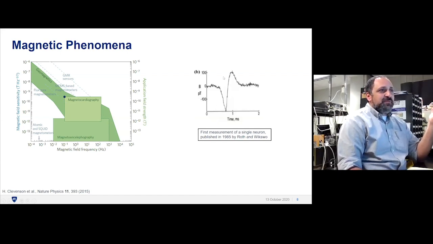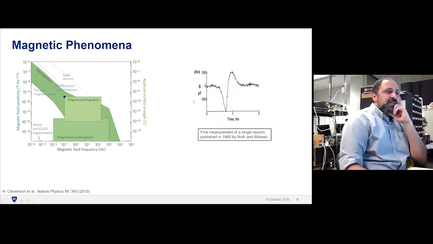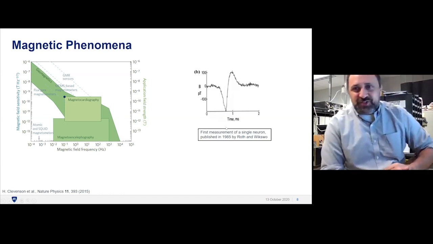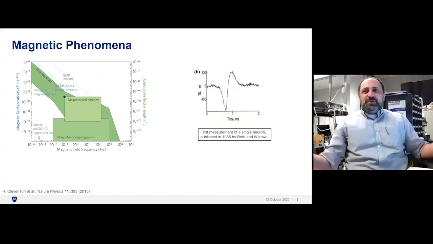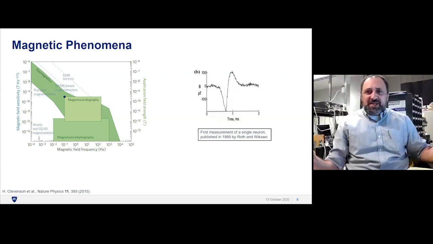So this first measurement, this is kind of cool, I thought. It was in 1985, the first time a measurement of a single neuron was published. And I guess I should explain why in the world, or how in the world are we using magnetic sensors to measure the activity of neurons?